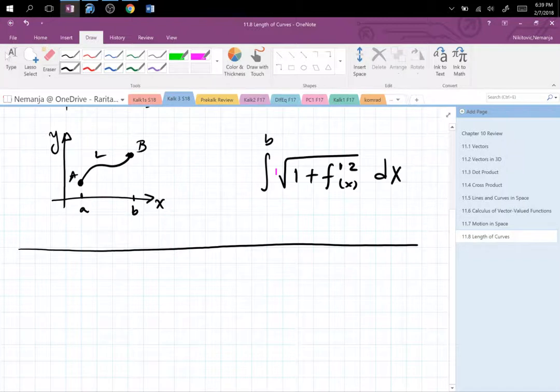So instead of me working in the Cartesian space like this, I can work in polar, and I can also work in parametric, right? So what do I have?